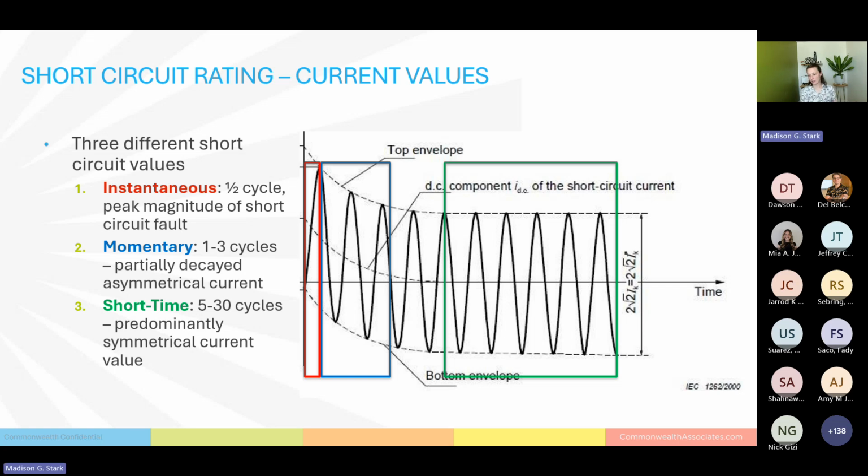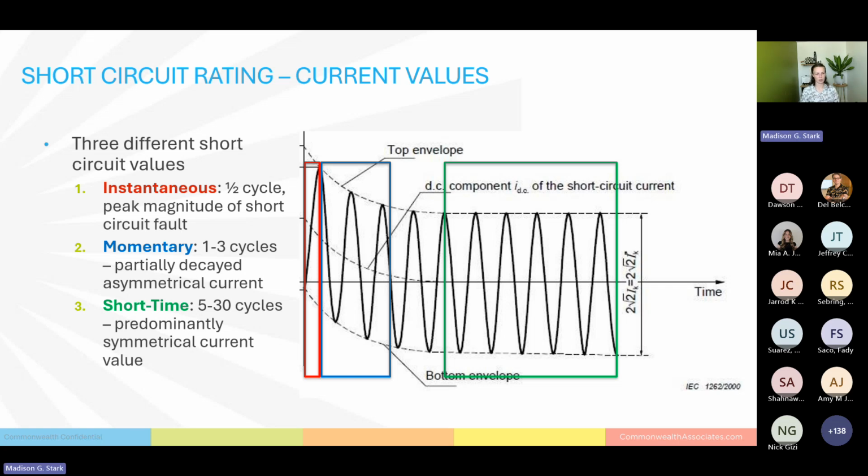The first part of understanding short circuit equipment ratings is understanding what part of the short circuit fault these ratings are referencing. So there's three different short circuit values that we generally talk about. You have your instantaneous. This is your red block right here. And this is a half cycle. This is the peak magnitude of short circuit fault. This is the highest fault current that you're going to see on this fault. Then you have the momentary. So this is 1 to 3 cycles after the onset of the fault. This is when you're seeing a partially decayed asymmetrical current, but it most likely has not fully decayed.